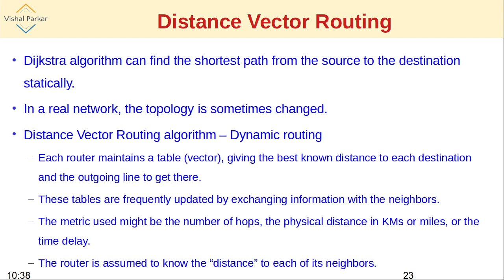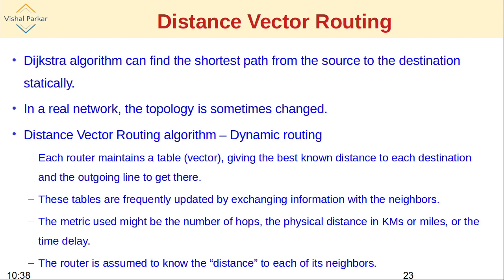Whereas, we have seen Dijkstra's algorithm in this category, which calculates the shortest path from a given source and destination pair. But that is static in the sense that it is once calculated, it is never changed henceforth. Actually, what happens in a real network, the topology may sometimes be changed because there may be some routers or lines coming up or going down. So the path which was initially optimum or shortest may not be the shortest one after the topology changes.